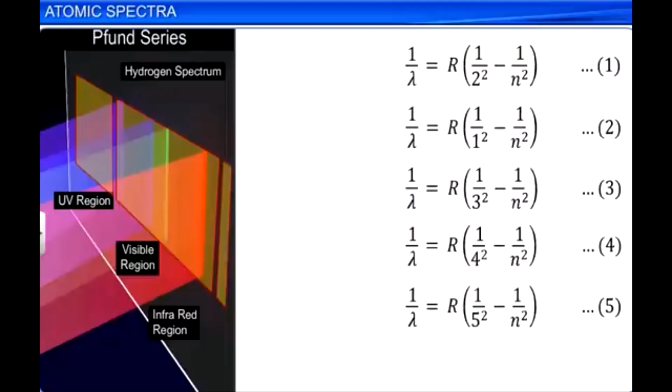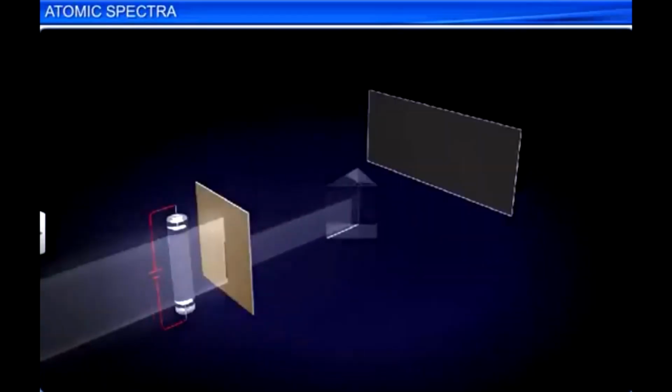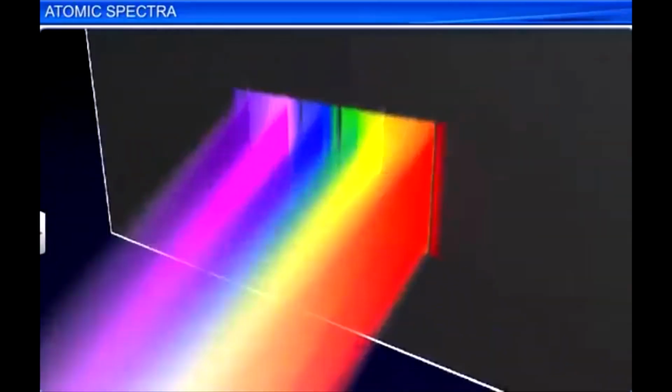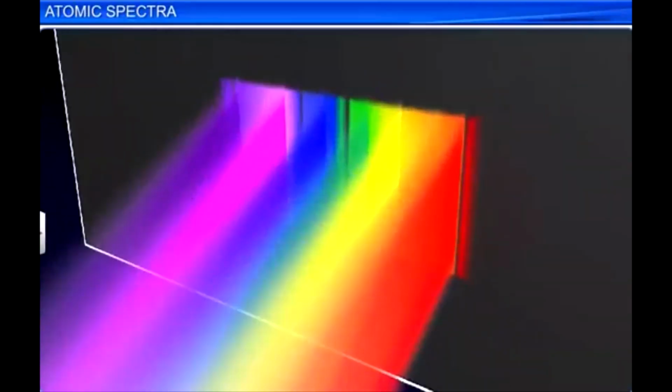When white light passes through a gas and the transmitted light is analyzed, we get a spectrum called absorption spectrum. The absorption spectrum consists of dark lines corresponding to the wavelengths which were present in the emission spectrum of the same gas. An element can absorb those wavelengths which it can emit. The absorption spectra of elements consist of dark lines against a bright background.